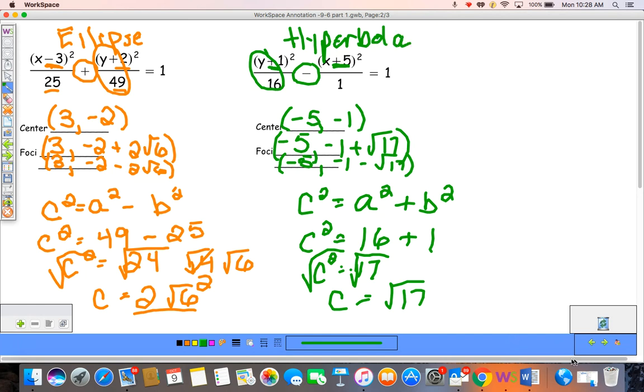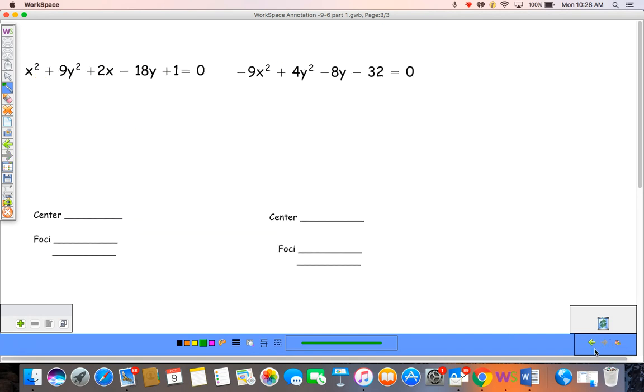Let's look at two more here. They're a little bit more difficult. They're more difficult because they're in this form. They're not in standard form. So here's something that's a little bit different. Okay, so here's what we have to do with these. First of all, we're going to have to separate the x's, is what I like to do. So we're going to separate the x's. And then I'm going to separate that from my y's.